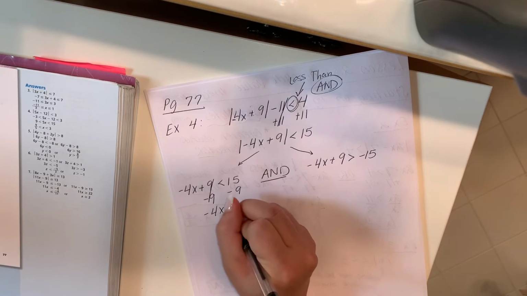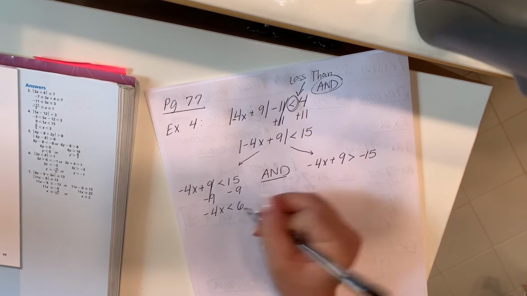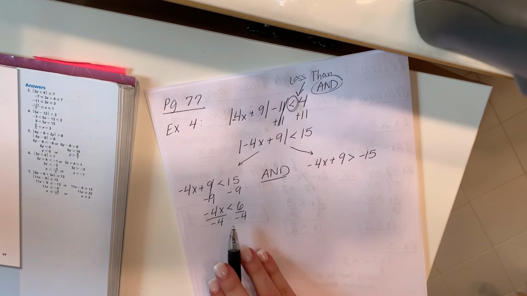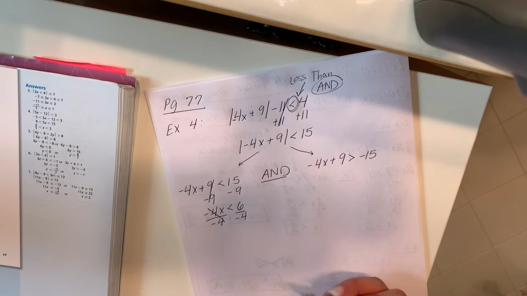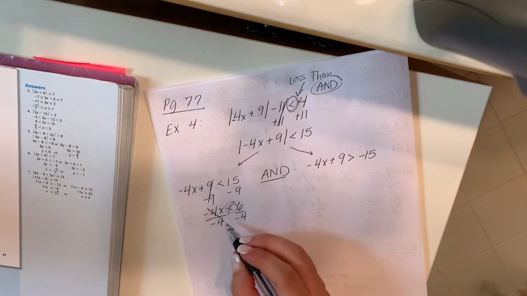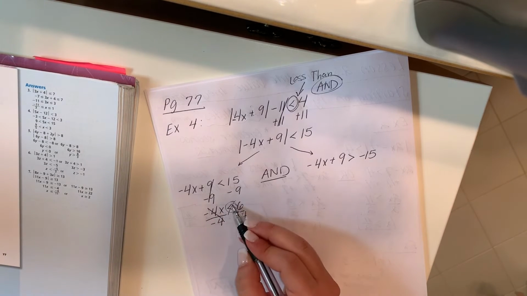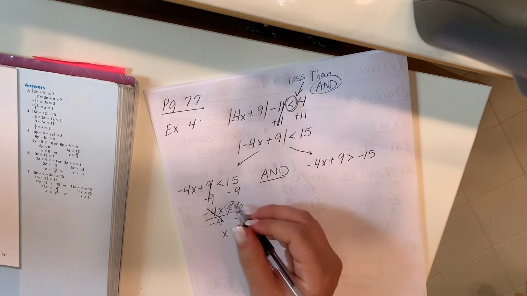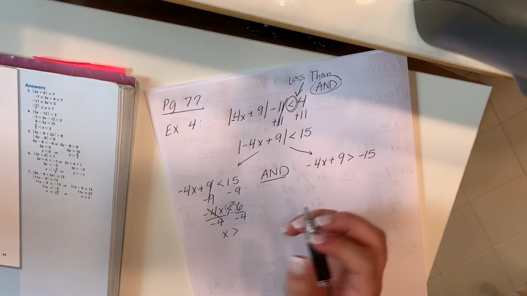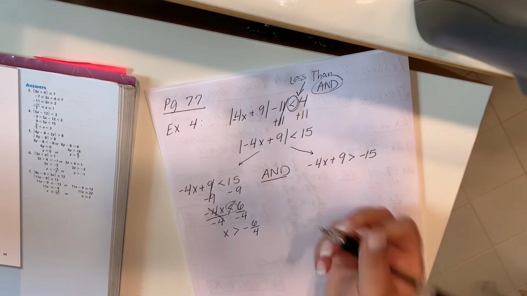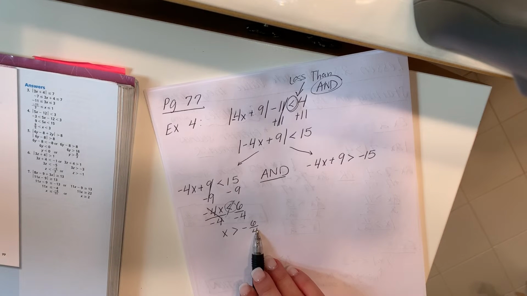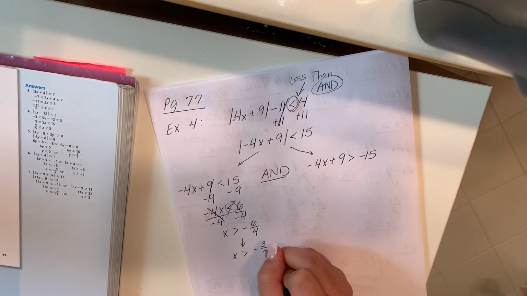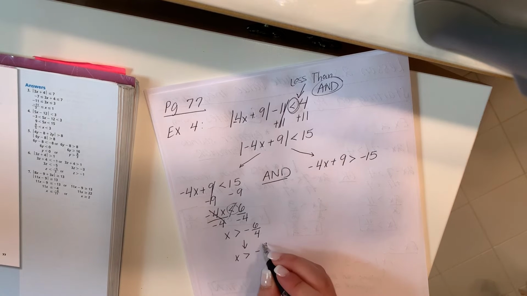I get -4x is less than 6. And I continue solving by dividing by -4. And in this case, remember, I'm dividing by a negative, so what happens? The sign is going to switch, okay? If you have to remind yourself every time I divide by a negative, put a slash to remind you, that's perfectly fine. But you have x is greater than -6/4. I'm actually going to simplify this to make it a lot easier to read. And when I simplify it, I get x is greater than -3/2. So that's my first part, okay?